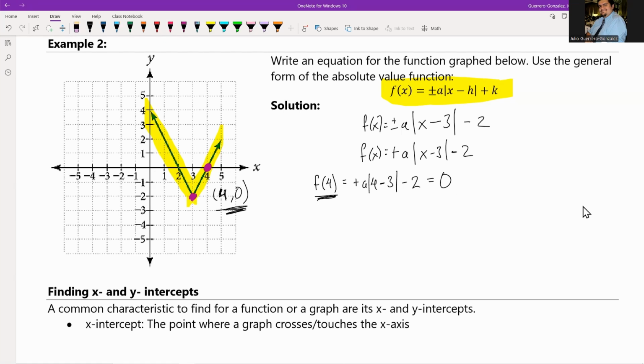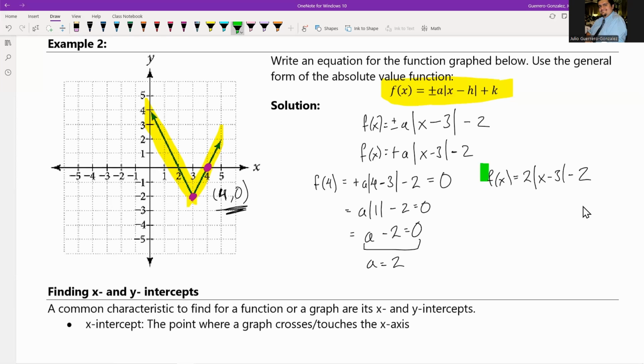That's what that point told us, right? Okay. Now, we get to solve this out. So 4 minus 3 is going to be 1. Absolute value of 1, minus 2, equals 0. The absolute value of 1 is 1. 1 times a is a. So a minus 2 is equal to 0. So a is equal to 2. So our f of x, and this is our final, is going to be equal to 2 times the absolute value of x minus 3, minus 2.